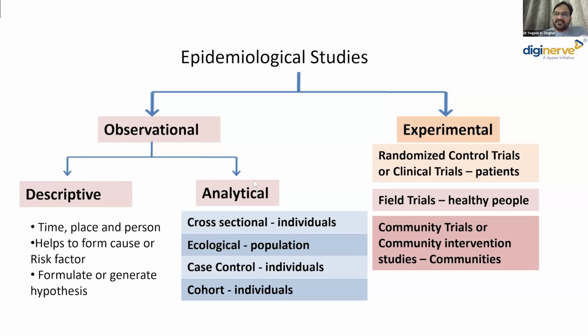And for experimental studies, there are 3 types: randomized control trial, clinical trial. Also, we can say RCT, clinical trial and control trial are both the same. Then field trial and community trial. So when there is the word trial, it means it is an experimental study.